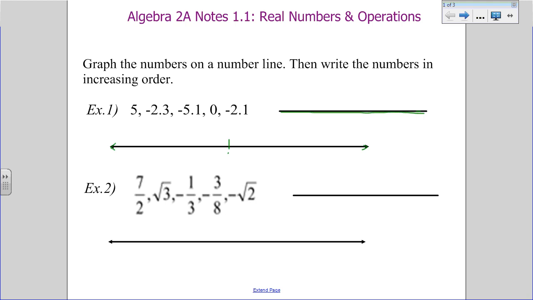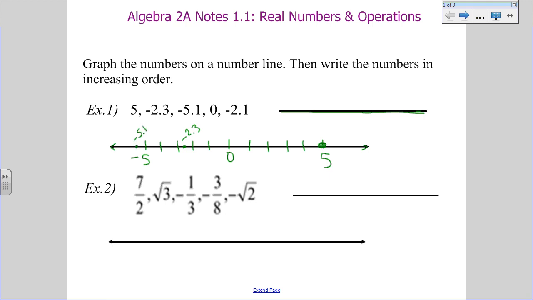I'm going to put 0 in there, and we see that our largest number goes to 5, so I'm going to go all the way out to 5. My smallest number is negative 5.1, so I'm going to go to negative 5, and then I'm going to graph my numbers on here. When it says to graph, I have to put a dot there, so here's 5. Negative 2.3 needs to be labeled. Negative 5.1 needs to be labeled.